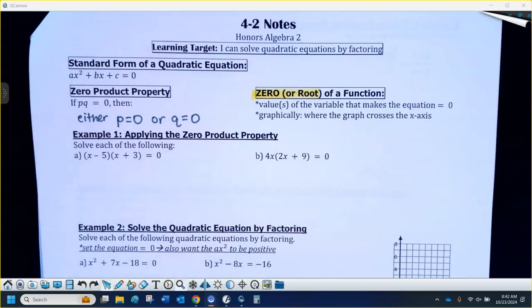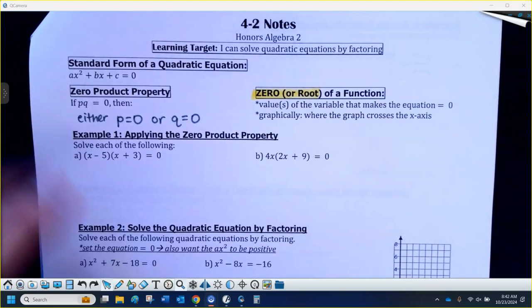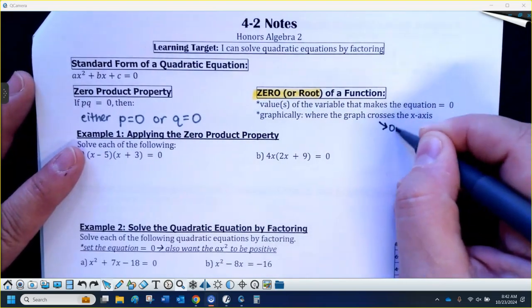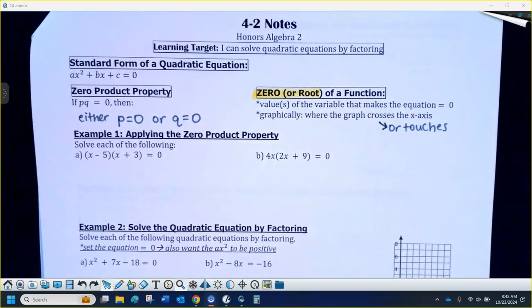Now on a graph, it's where the graph crosses, actually let me add into this, crosses or touches the x-axis, and we're actually going to see that where it touches the x-axis in one of the examples I'm going to do with you in a second. But basically anywhere the graph would interact with the x-axis is a 0, or also called a root, and that's what we're going to find today when we solve these equations.